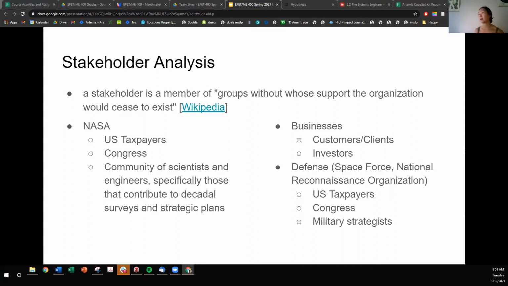For businesses, a stakeholder could be customers or clients, it could also be investors. For the defense side of space, like Space Force or the National Reconnaissance Organization, they have very similar stakeholders to NASA, as it's a government agency, such as the US taxpayers and Congress. But I think the intellectuals that are driving this organization differ from NASA in that instead of scientists and engineers, we have military strategists who can also be scientists and engineers, but have a more military interest in mind.